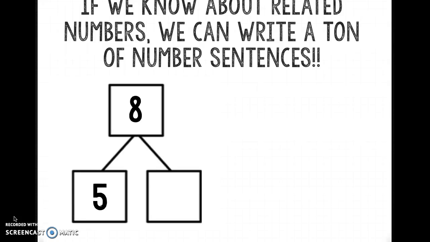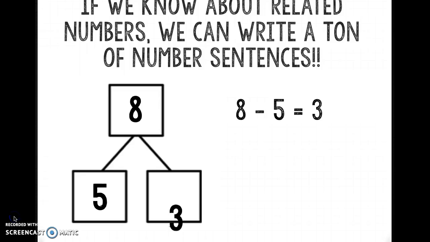Let's look at this number bond. You'll notice it says 8 is the whole amount and 5 is one of the parts. Uh-oh, we're missing one of the parts. We need to figure it out so we can have our whole family or all the related numbers. So I like to use magic counting sticks. I'm going to go ahead and put up 8 and I'll take away 5. And when I do that, I know that I have 3 left over. So my subtraction number sentence would be 8 minus 5 equals 3.